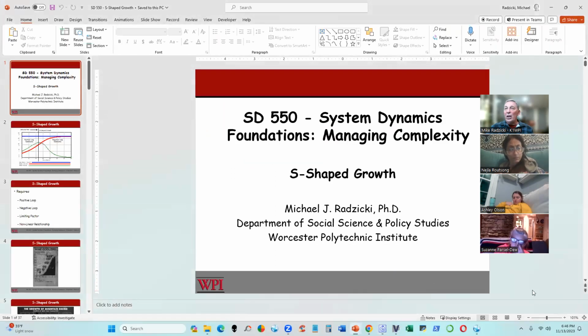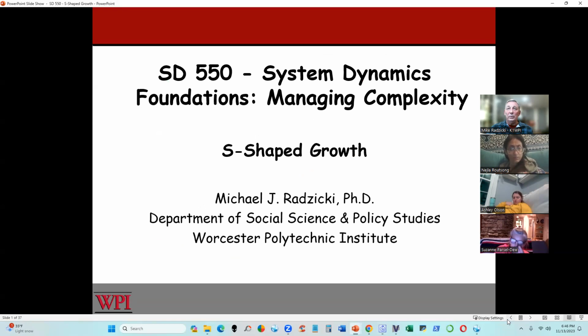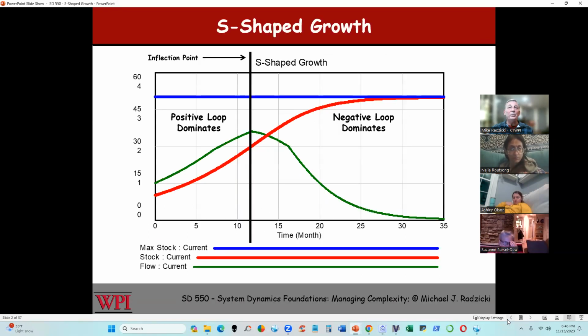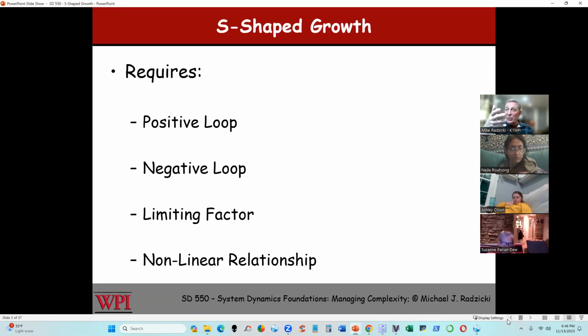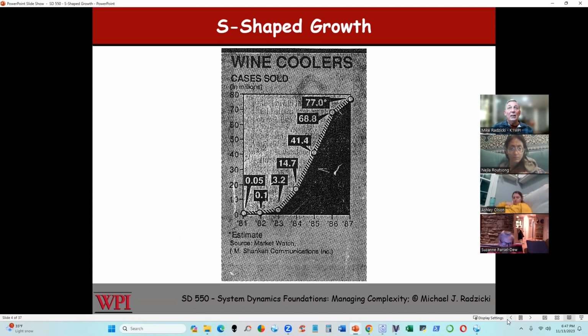So back we go to S-shaped growth. We need these 4 factors when you see that time shape. Now, if you look at the data I showed you earlier on, lots and lots of little snippets like this, where this time shape happens all the time. This is old, but I left it in here for a reason.